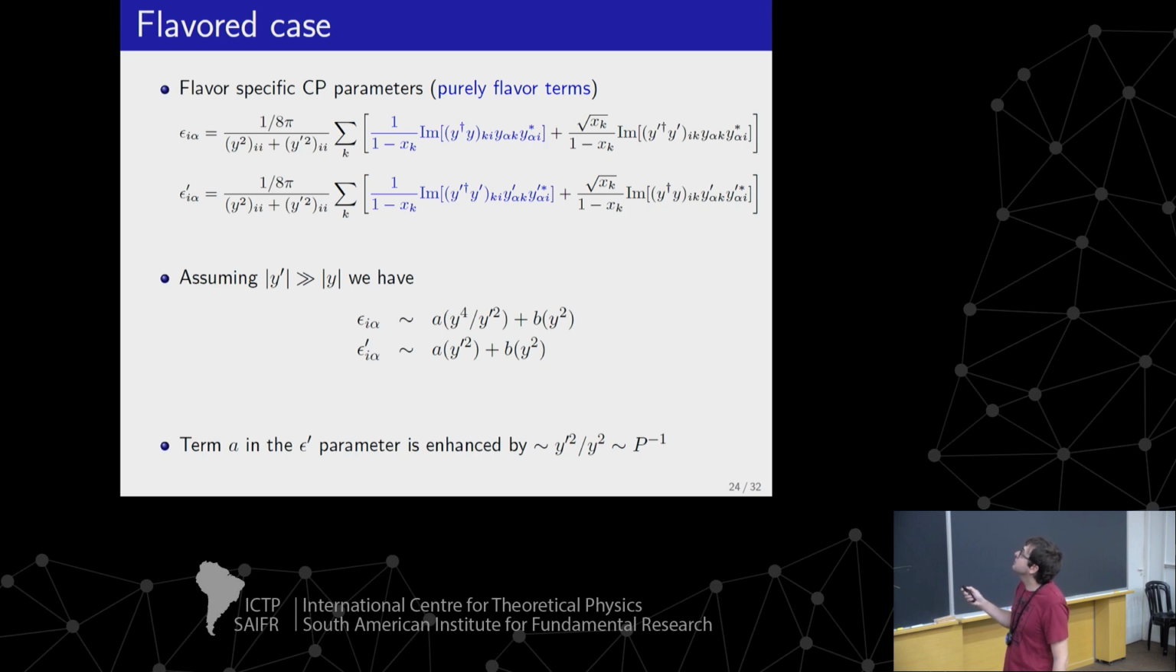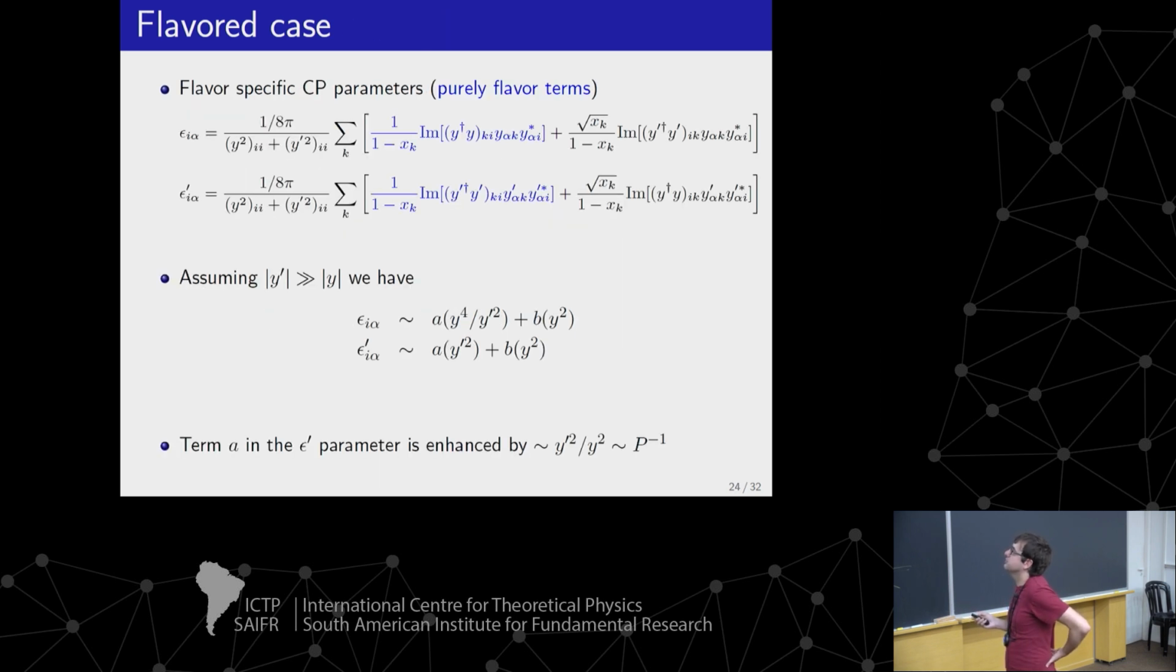this factor here goes like y to the 4 divided by y prime square, because y prime square comes from here. And this second factor goes like y square. And here is instead epsilon prime I alpha. This first piece goes like y prime square, so it's enhanced with respect to this. The other two are the same, because we realized before that they give the same contribution. Then the term A in this parametrization of the epsilon, the CP violating parameters, in epsilon prime is enhanced by this factor, y prime square over y square, that is of order of the branching ratio to standard model particles to the minus one.